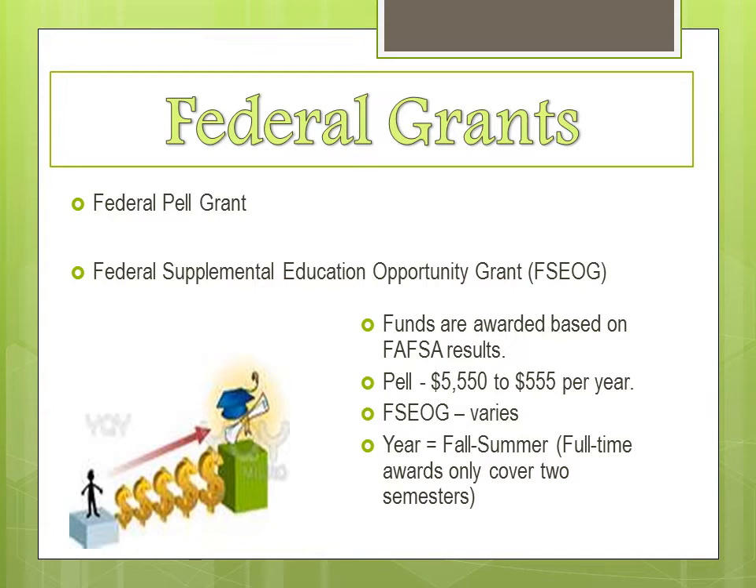What are the federal grants? The first is the Pell Grant, and secondly is the Supplemental Education Opportunity Grant. Funds are awarded based on the FAFSA results, and the Pell ranges anywhere from $555 per year up to $5,550 a year. SEOG varies depending on availability and funds, and our award year goes from fall to summer.